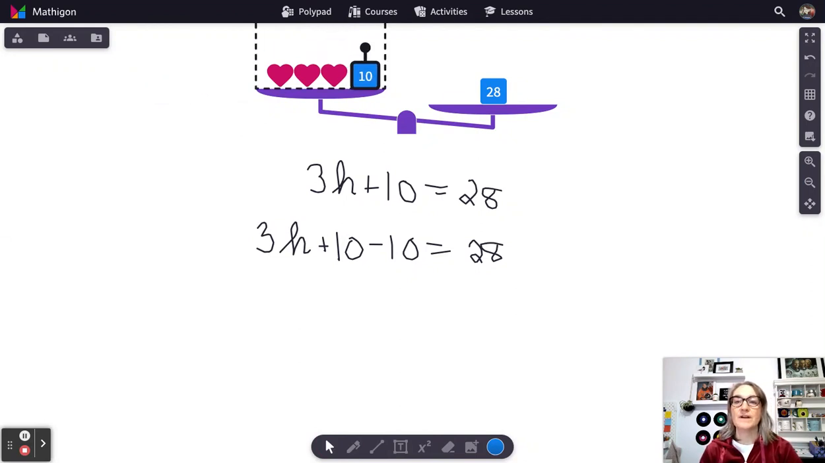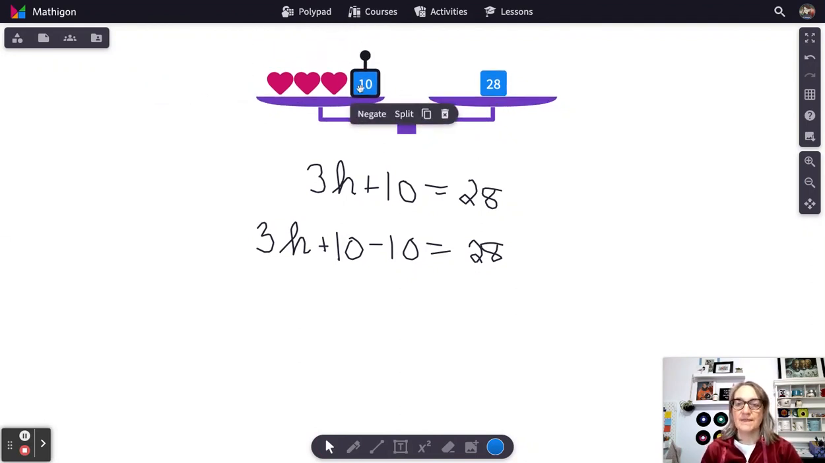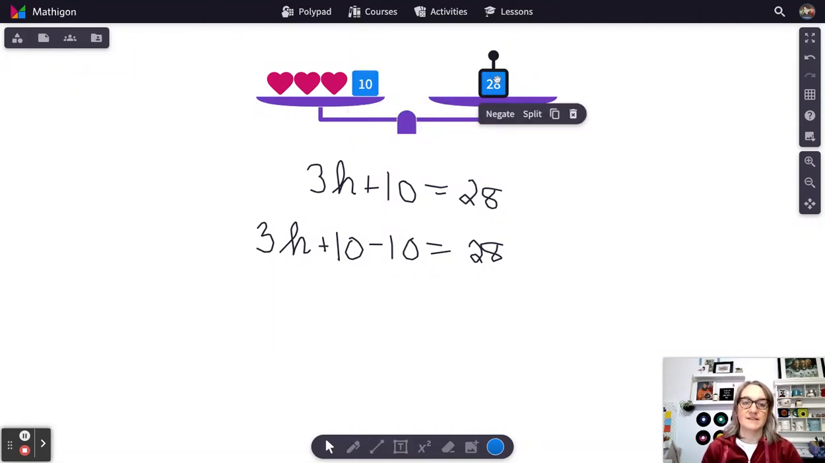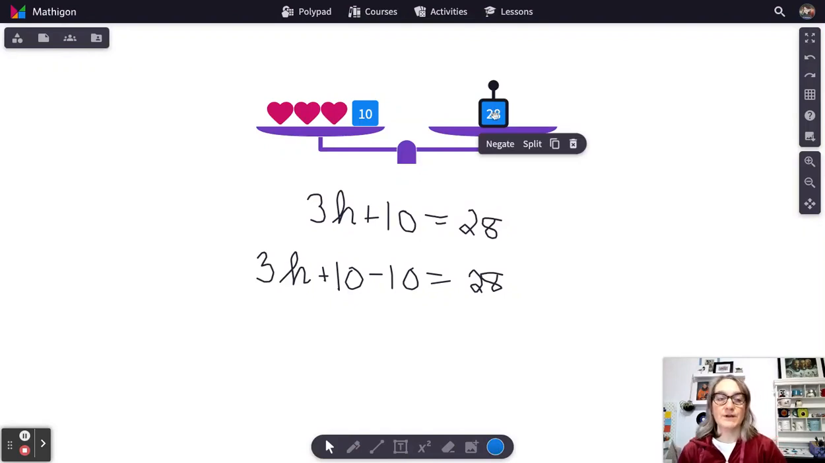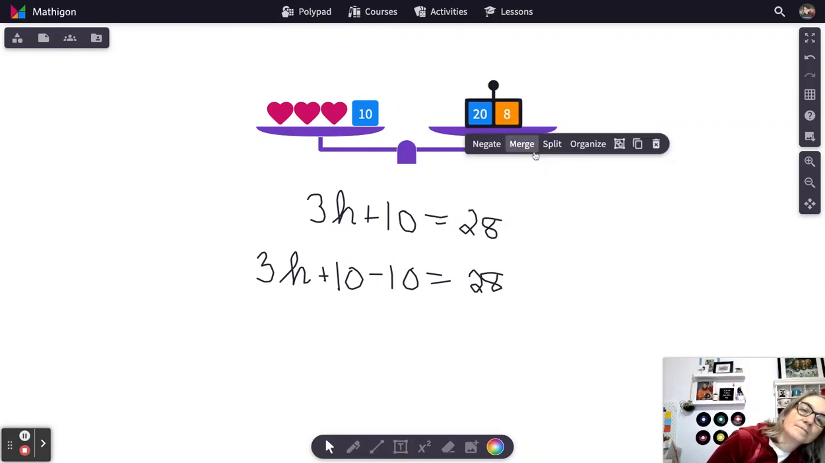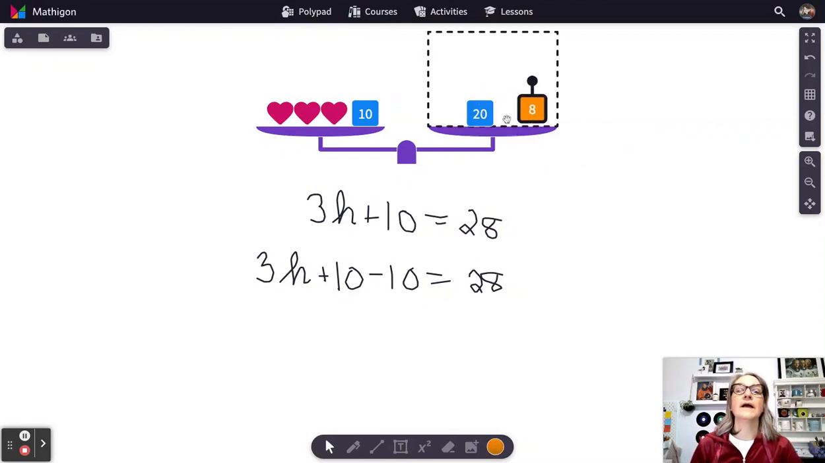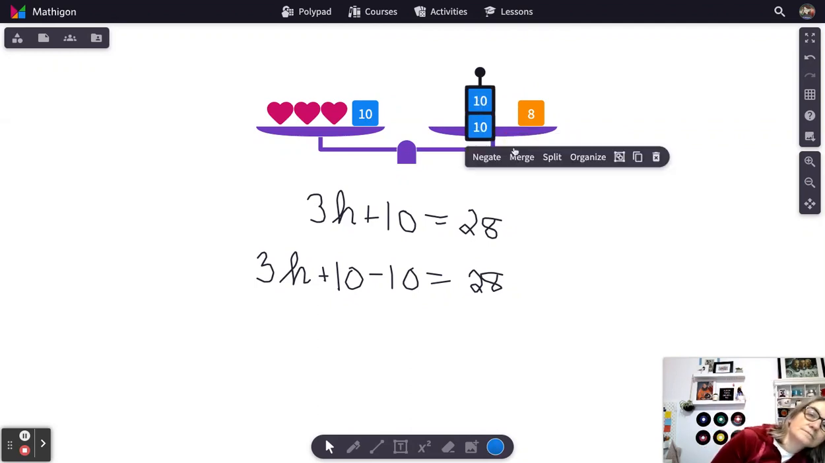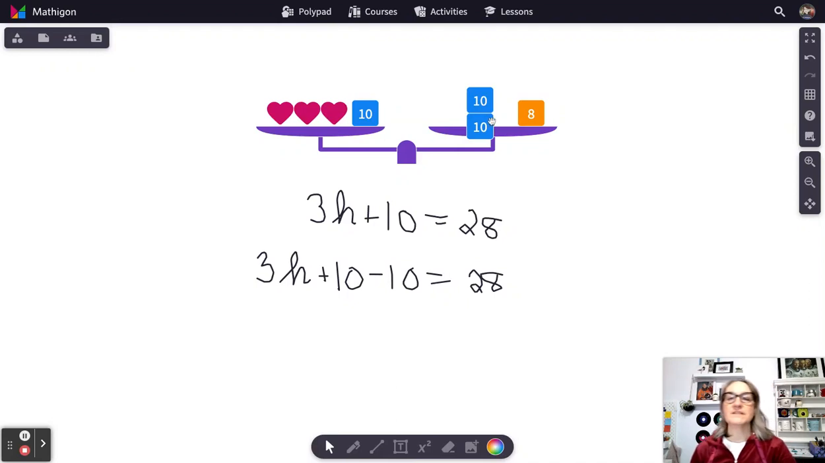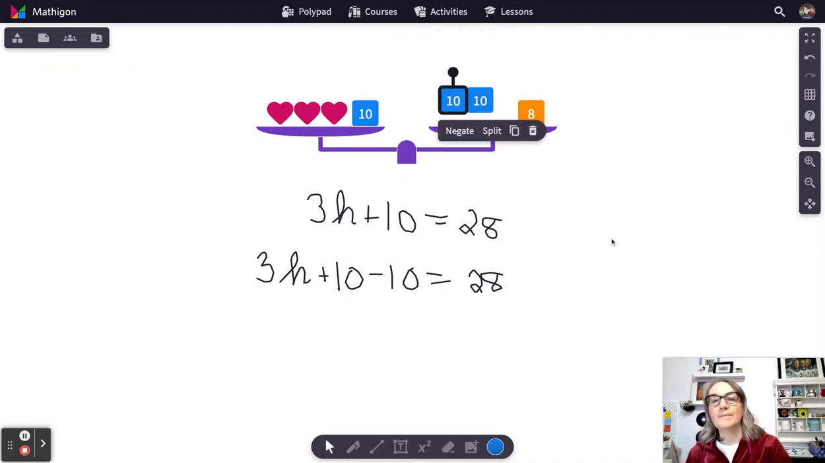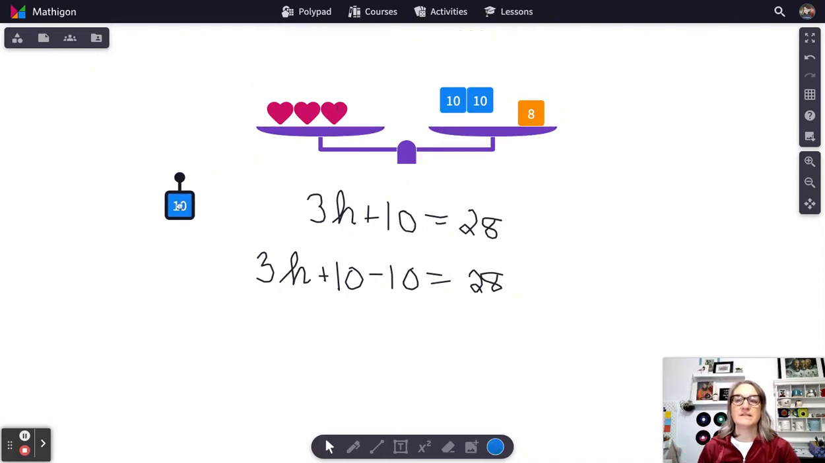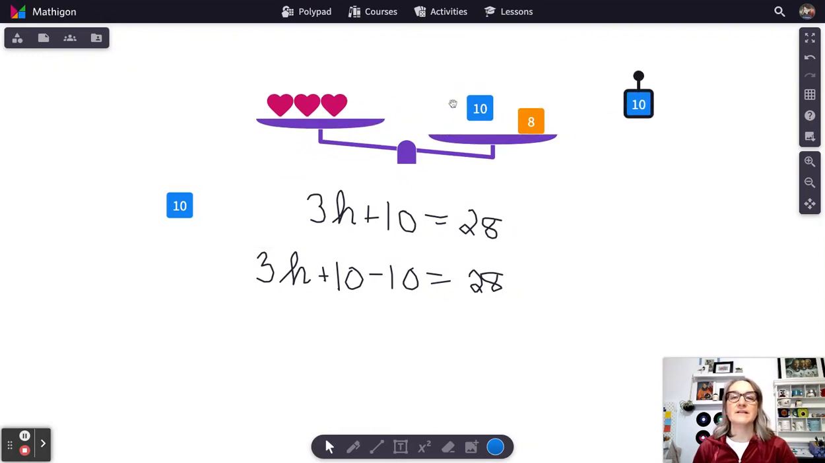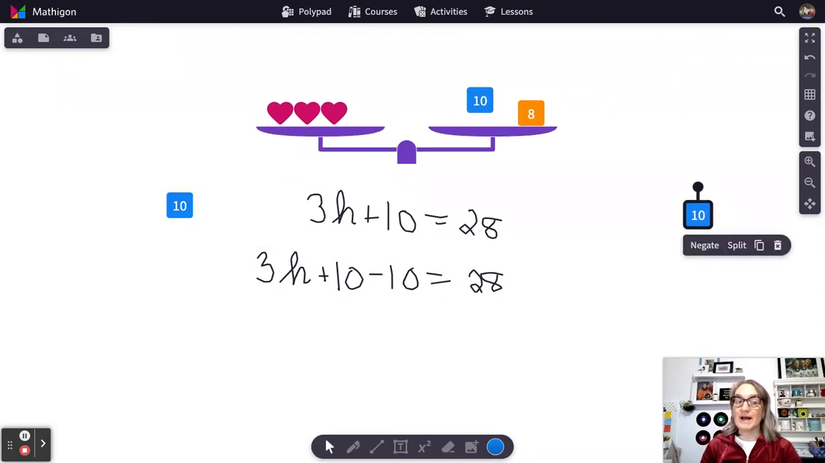But what if I were to keep that 10 there, remove 10, but also remove 10 from this side? So watch what happens if we do this. I'm going to split this 28. And I'll keep my 8 here, and I'll split this 10 again. And I'm still balanced here now. But what happens if I take away 10 from this side? It's unbalanced, but now I can take away 10 from this side, and we're balanced again.